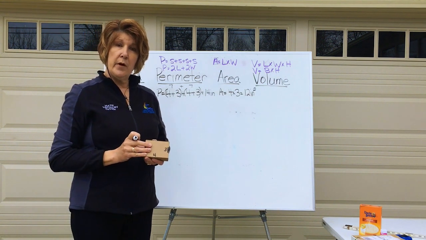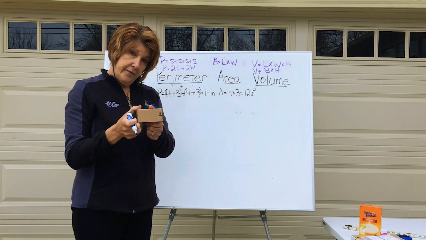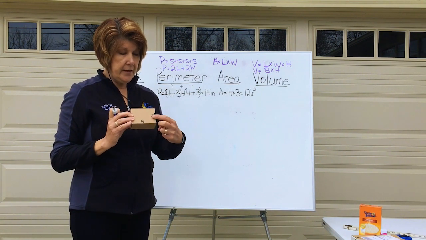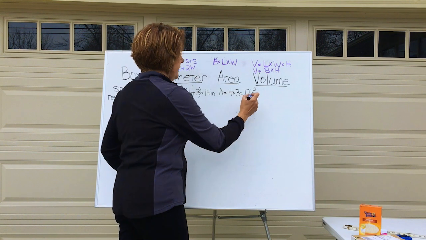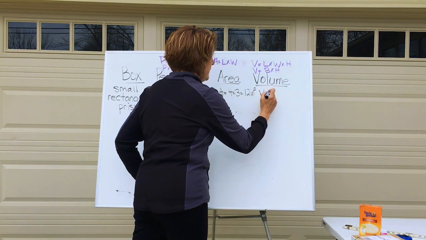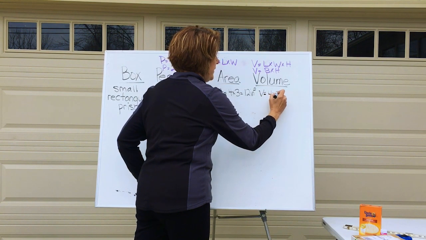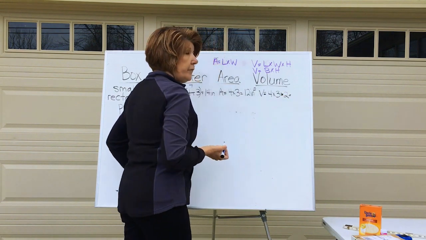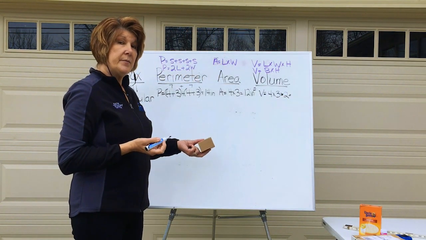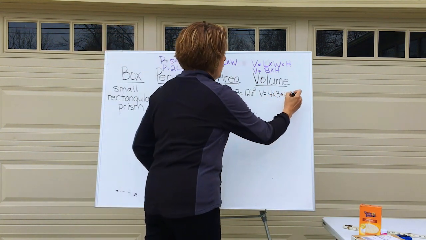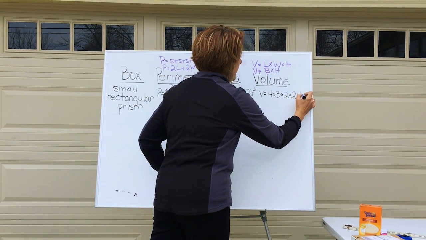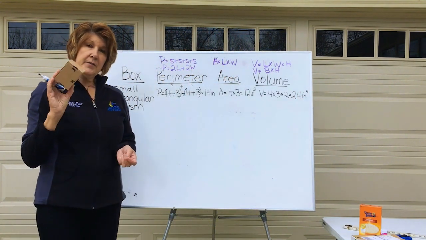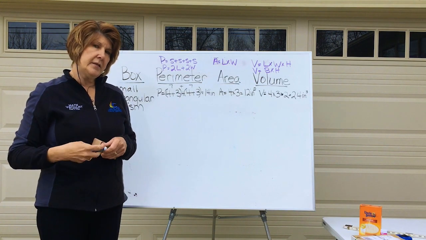For volume, we need one more measurement. We need the height. The height of this rectangular prism is 2. So we're going to do length times width times height. Volume equals 4 times 3 times 2. 4 times 3 we already said equals 12, and 12 times 2, or 12 plus 12, is 24. And our units are inches cubed. So the volume of this box, the space inside, is 24 inches cubed.